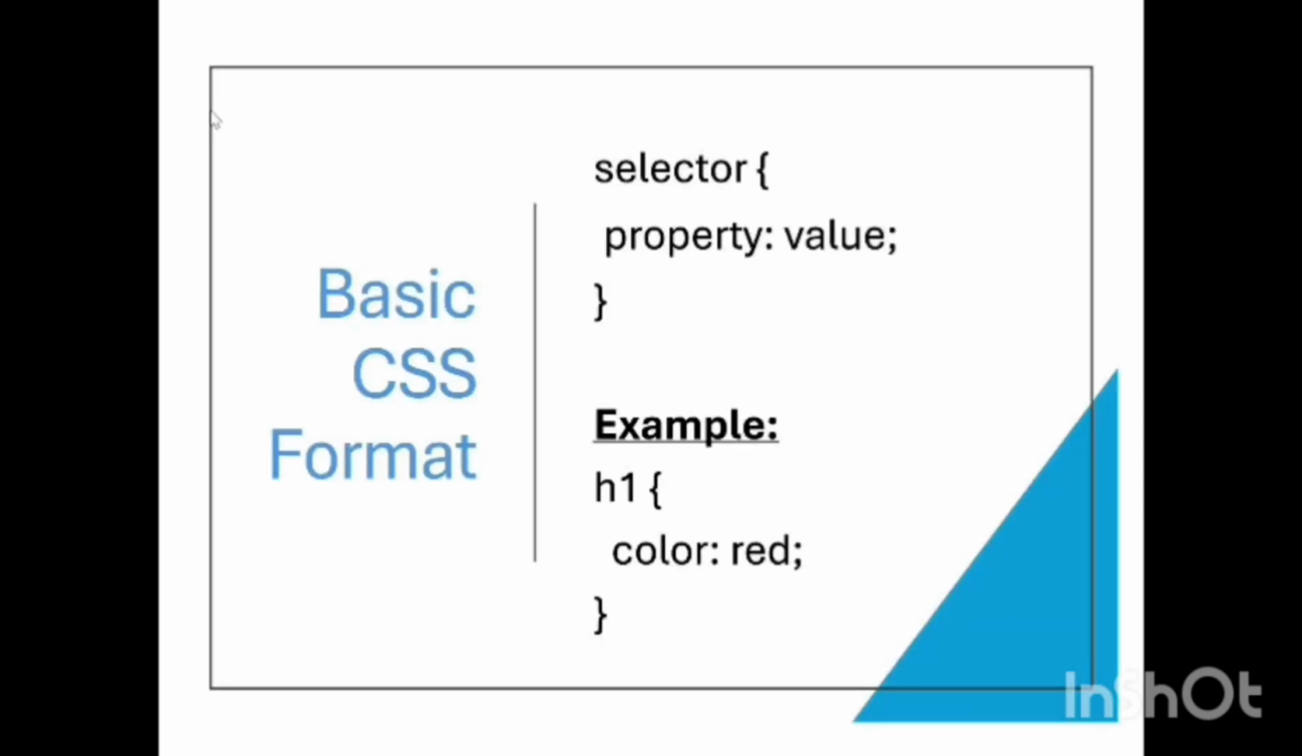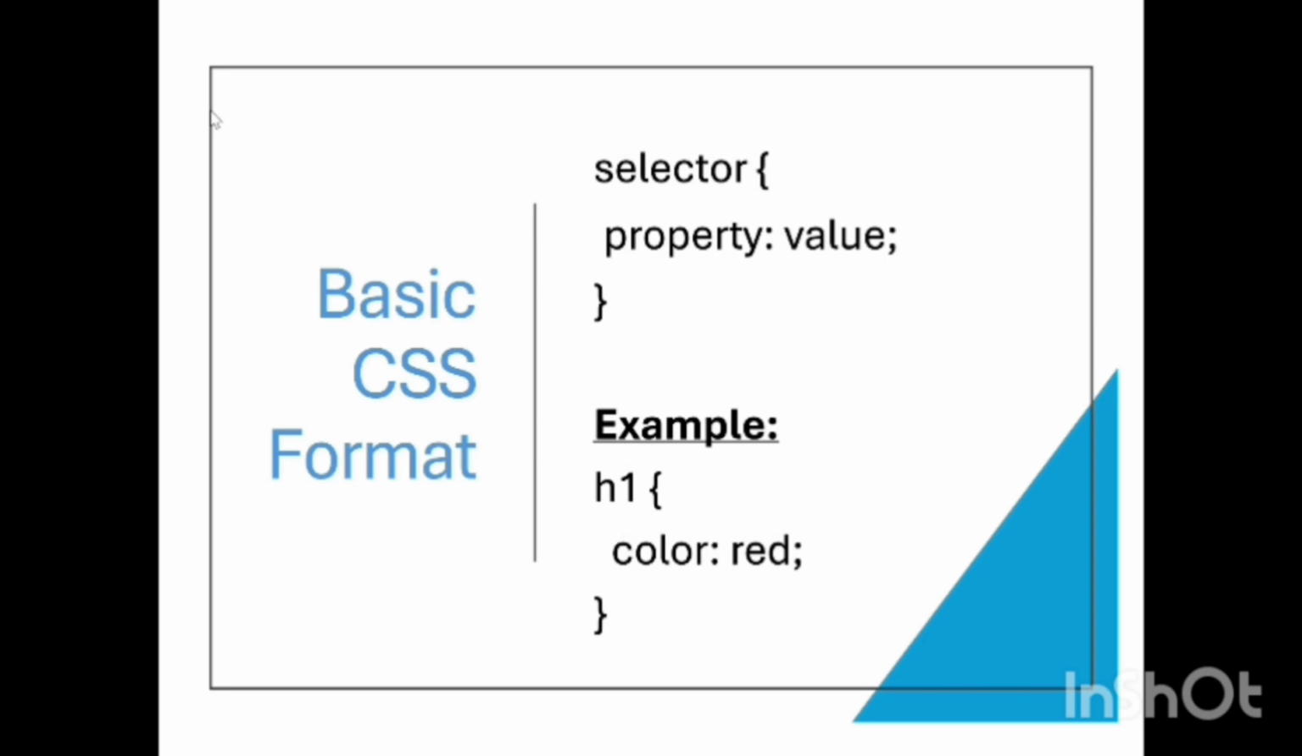We are moving to our next slide, which is about basic CSS format. The basic syntax is simple. We use a selector followed by curly braces, and inside that a property and value. The selector points to the HTML element you want to style. The declaration block contains one or more declarations separated by semicolons.